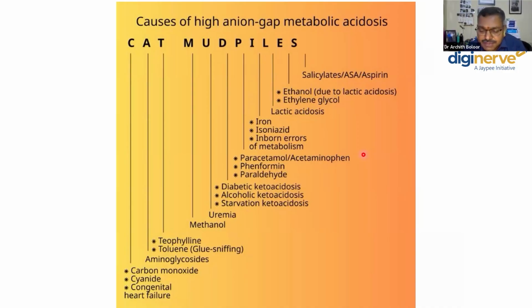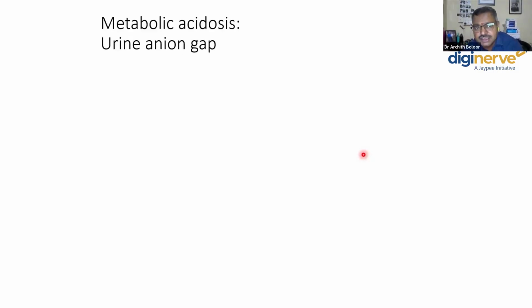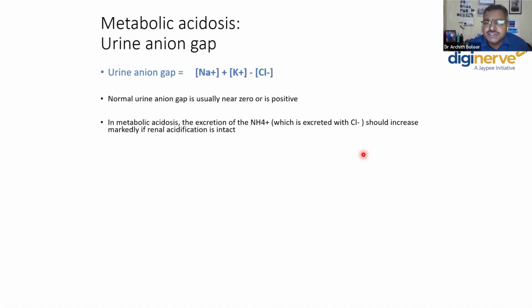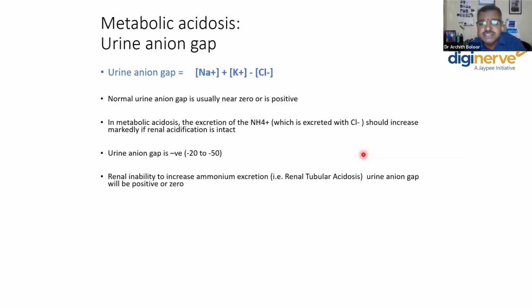For normal anion gap metabolic acidosis, remember renal tubular acidosis, diarrhea, ureteral diversion, and you could have it in CKD also sometimes. One more thing which is not usually asked is the urinary anion gap. Now this is important. So urinary anion gap is again sodium plus potassium minus chloride. Here you're not using bicarbonate. So normally the urine anion gap is 0. So in metabolic acidosis, the excretion of ammonium should increase so that the renal acidification is intact. So if the urine anion gap is positive, that means the renal tubular acidosis is what we are affected by. The ammonia secretion is not happening.